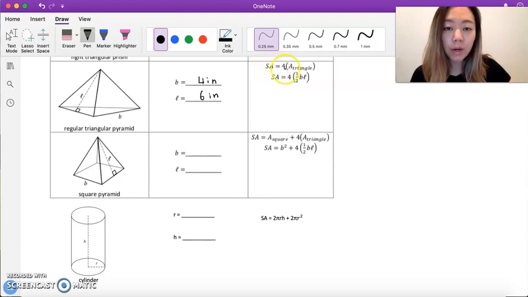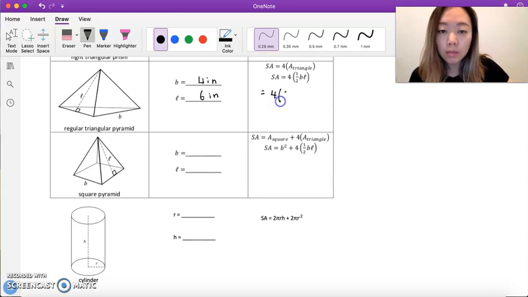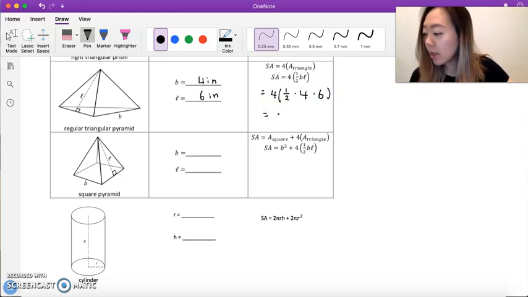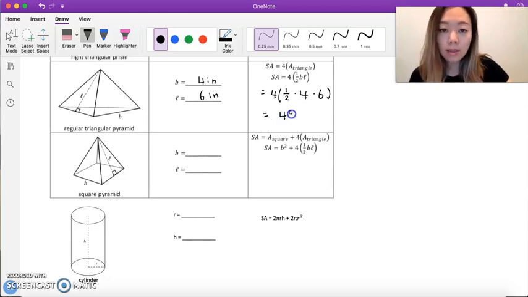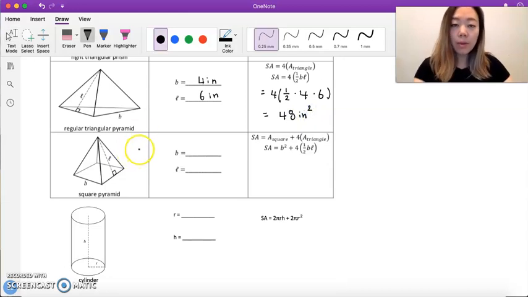Okay, so here the surface area is 4 times this right here. You read it as area of the triangle. And then we know that area of the triangle is 1/2 times base times length. So this two means the same thing. So 1/2 times base times length is basically the area of the triangle. Let's go ahead and figure it out. That's 4 times 1/2 times the base is 4, the length is 6. And then if we go ahead and calculate that, that will give you 48 inches squared. And sorry, my writing is a little bit messy.